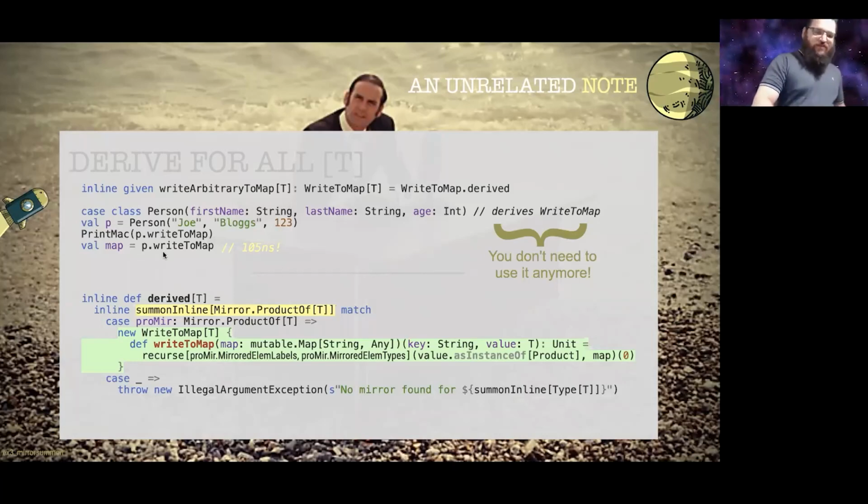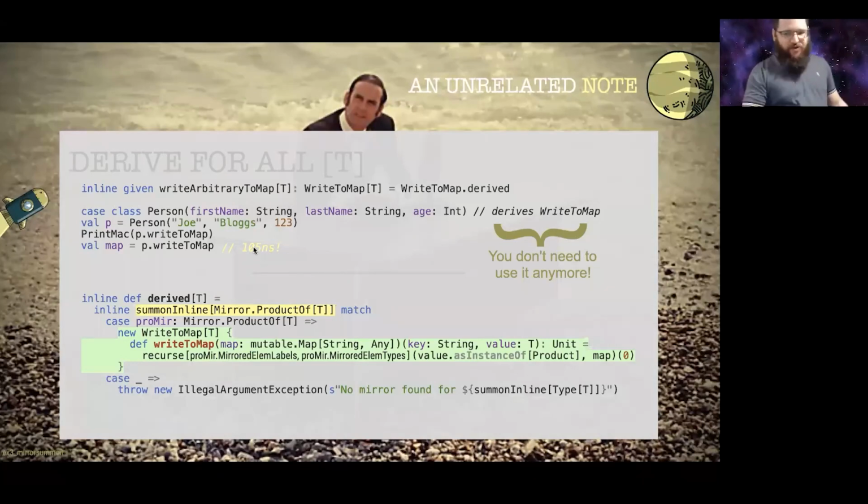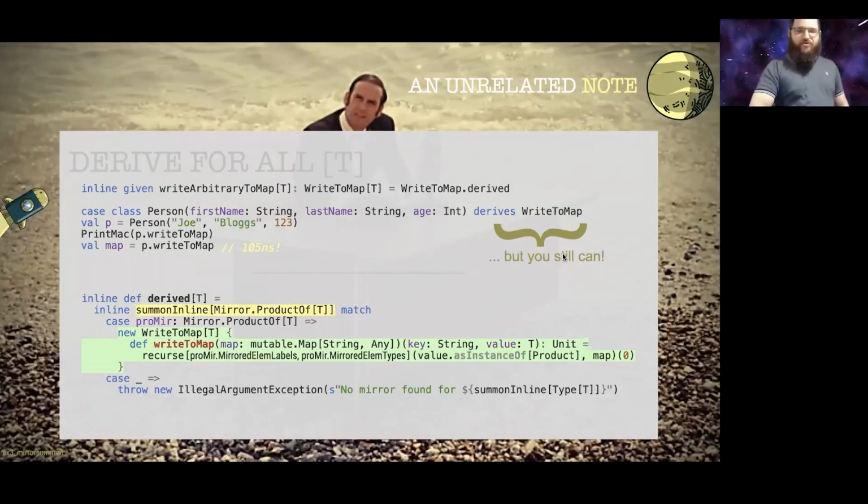What you could do is the second that this thing comes in, right? Remember that we tacked it on using an extension method. That extension method had a using WriteToMap of T, which was a WriteToMap of Person. The second you do that, well, guess what? This entire machinery spins up into high gear and gives you your derivation. Okay, and by the way, 105 nanoseconds, same performance level. You don't have to do this if you do it this way, but you still can if you want, FYI.